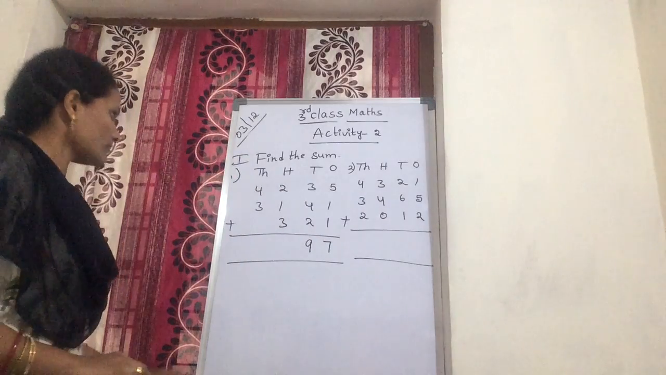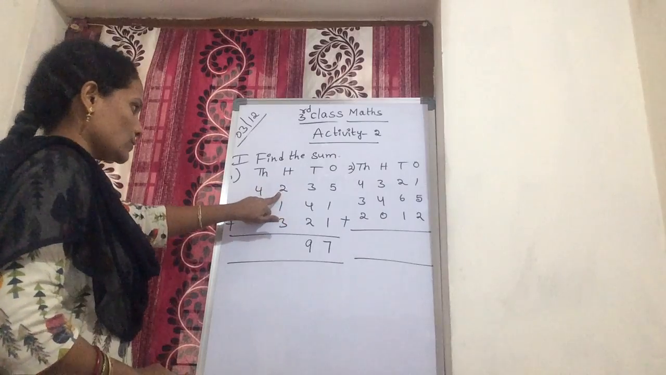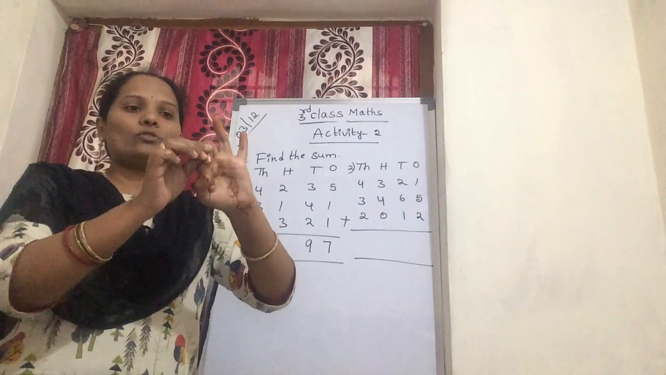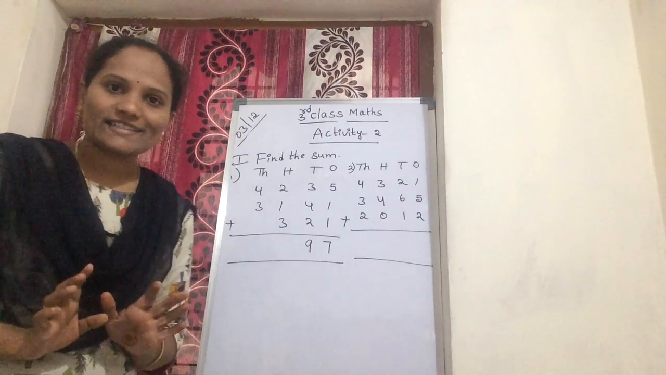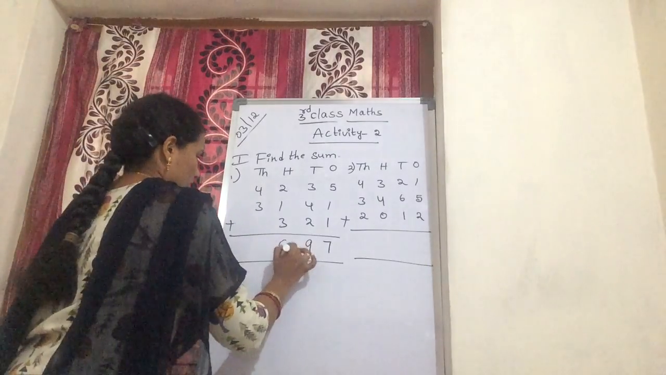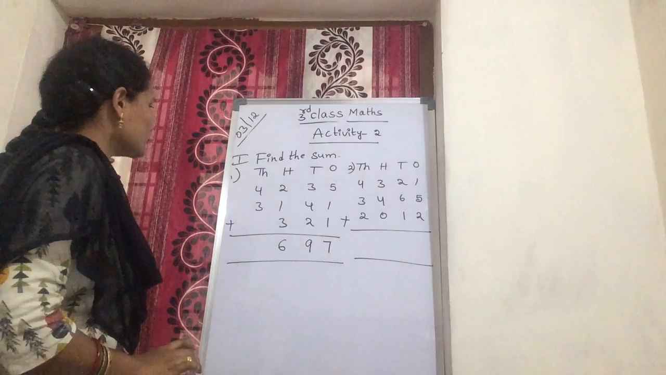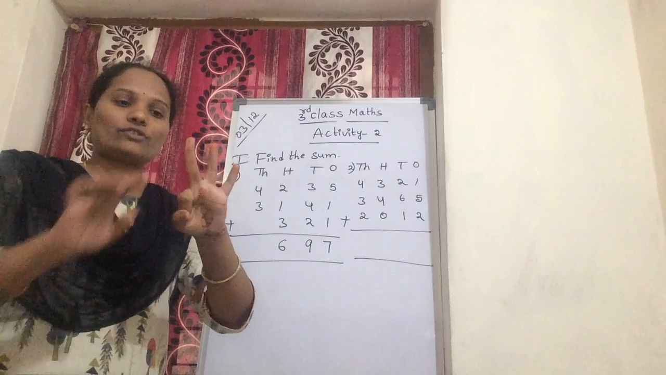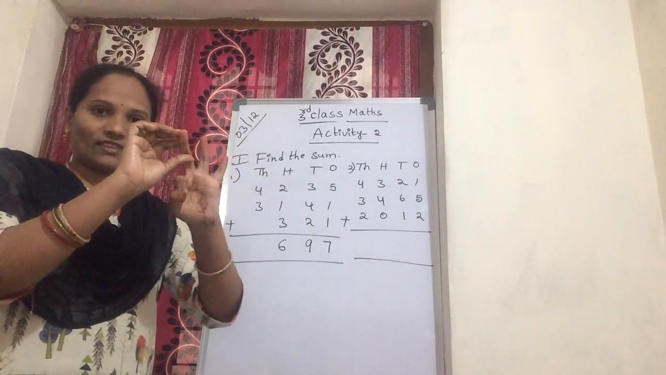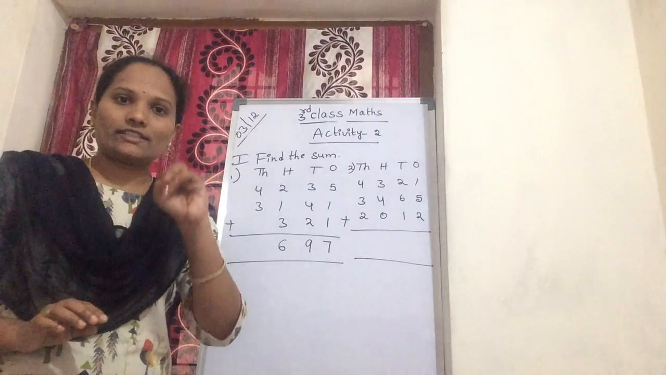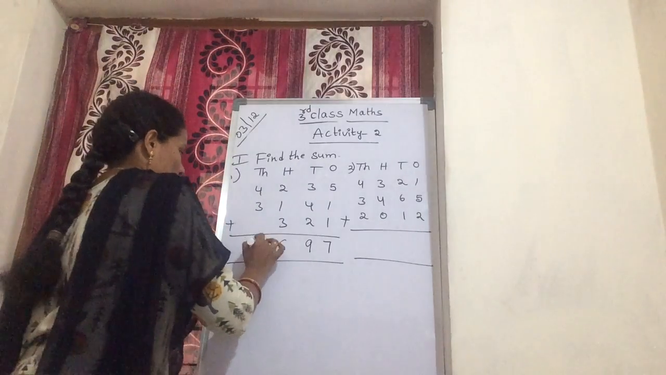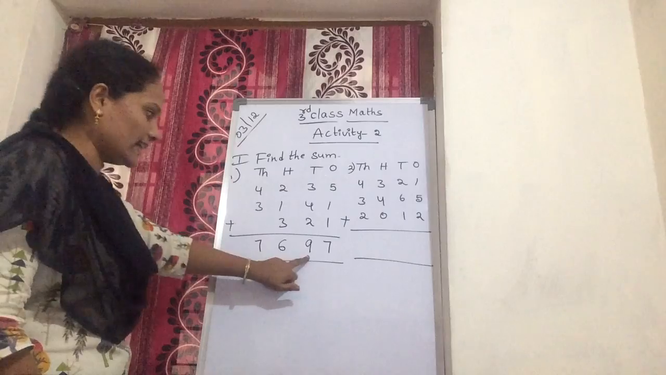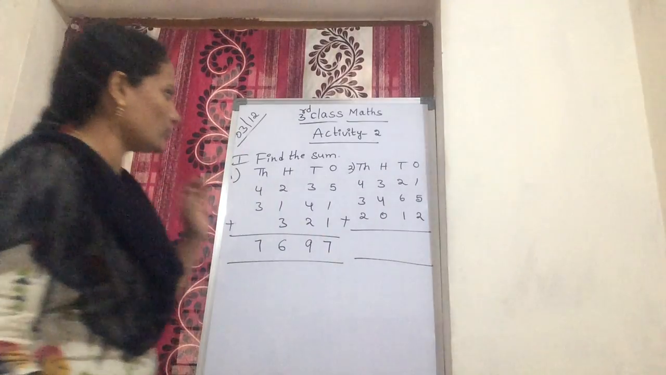Now, coming to hundreds. In hundreds, 2 plus 1 is 3. 3 plus 3: after 3, count 4, 5, 6. So 3 plus 3 is 6. Next, coming to thousands. 4 plus 3: keep 4 in mind, after 4 count 5, 6, 7. So 4 plus 3 is 7. What is our number? 7,697.